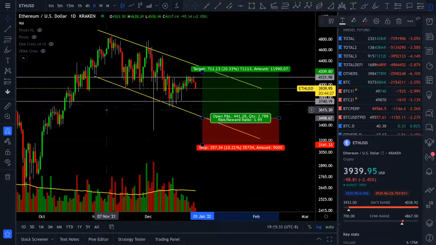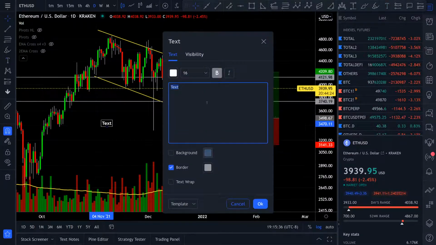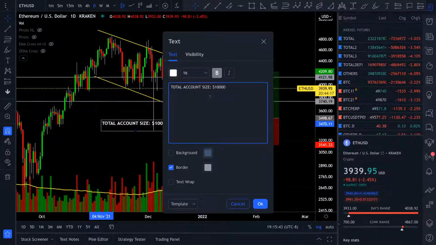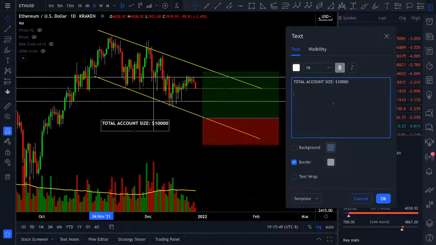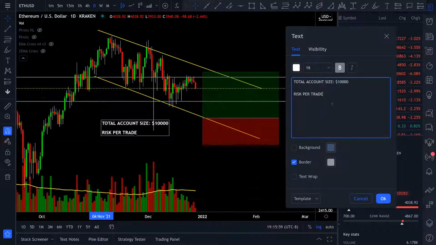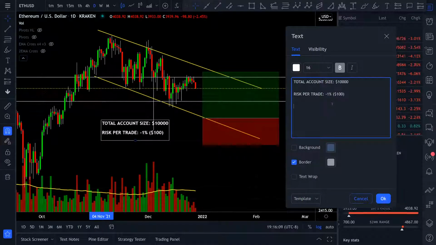So total account's $10,000. Let me type this. It's risk management. Total account size. And if you're like, I know this already, it's like, no, you know what I mean? It's very important to know this. This is what separates beginners from professionals and advanced traders, because everyone learns this the hard way, one way or the other, right? Total account size, $10,000. Risk per trade, 1%, like negative 1%. That would be, we just calculated, $100. So position size would be what? $1,000, right?